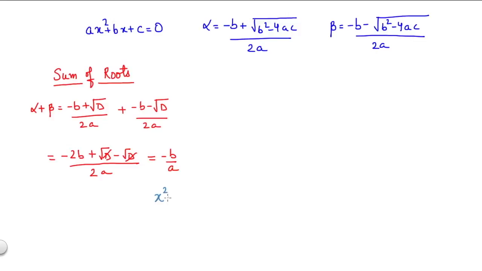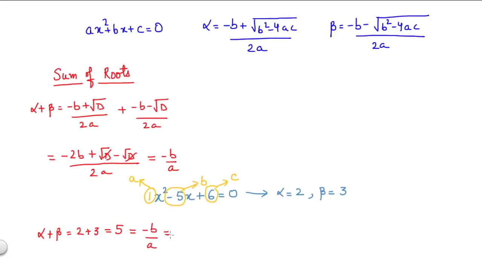Let's take an example. If we are given the equation x² - 5x + 6 = 0, we know that its two roots are 2 and 3. We know that the sum of these two roots is equal to 5. Now let's try to find its sum using the formula of the sum of the roots, that is, the sum of the roots is equal to -b/a. Here b is equal to -5, a is equal to 1, and c is equal to 6. So our sum of roots is equal to -b, that is, -(-5)/1, that is 5. Hence our formula is correct.